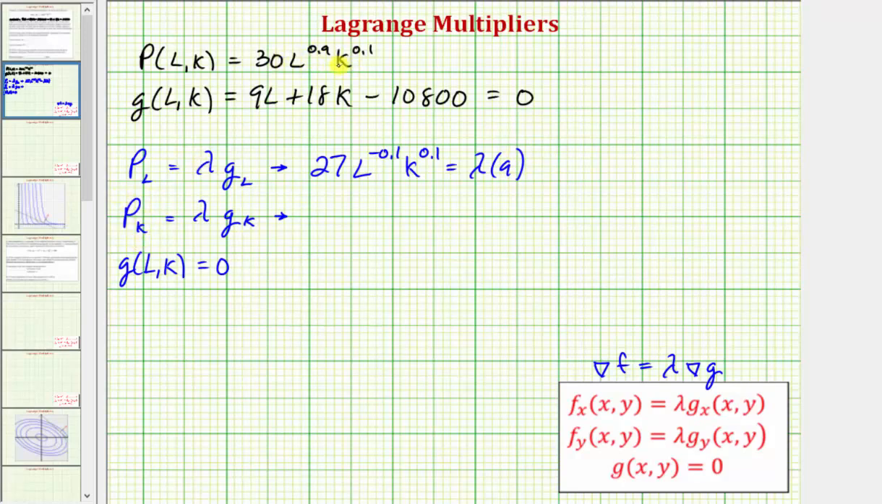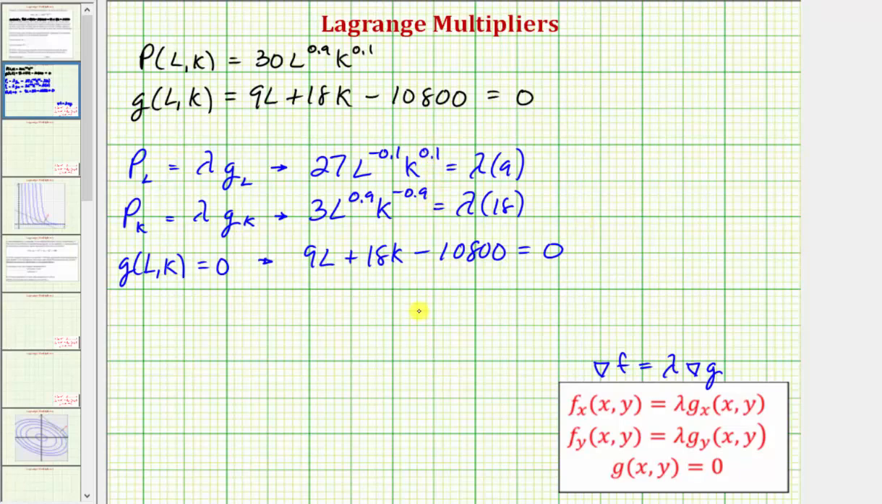Now for our second equation, we have the partial of P with respect to K. So we differentiate with respect to K, treating L as a constant. So we'll multiply by 1/10. 30 times 1/10 would be 3. L to the 0.9, K to the 0.1 minus 1, that'd be negative 0.9, equals lambda times the partial of g with respect to K. Treating L as a constant, the partial with respect to K would just be 18. And of course, g(L, K) equals 0 is going to be 9L plus 18K minus 10,800 equals 0.